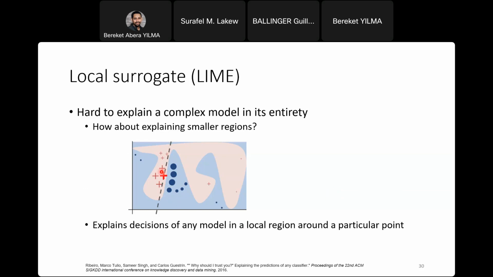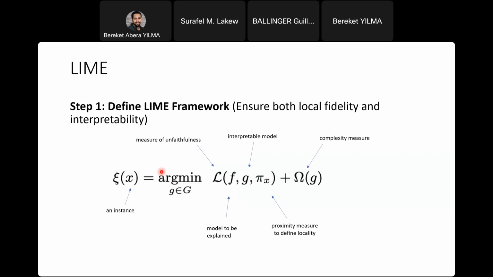If we look closer, these regions start to become linear actually. So instead of trying to explain the entirety of the model, we just try to explain the model in a local region around a particular point. So we have a prediction and we start trying to generate an explanation around that prediction. And yeah, so let's define LIME.